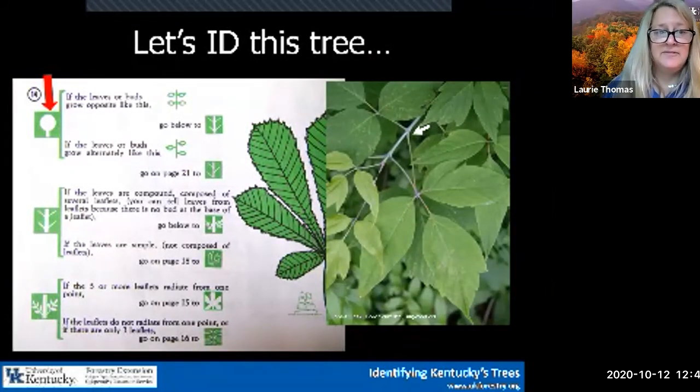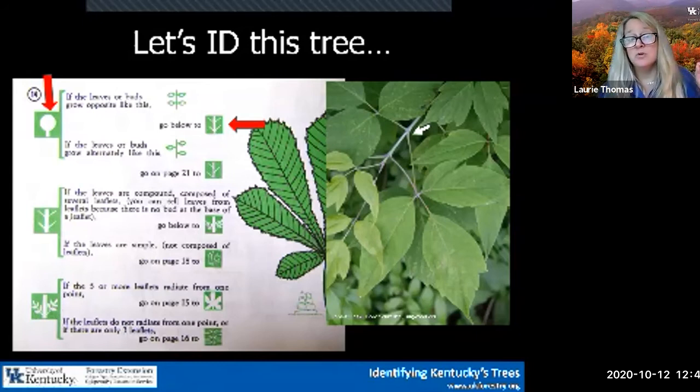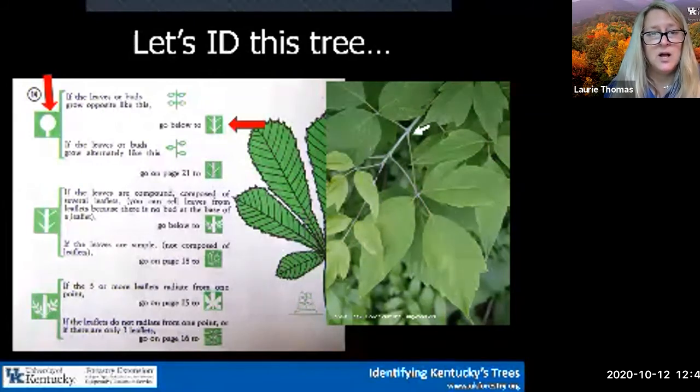Now it's asking us about leaf arrangement again. If the leaves or buds grow opposite like this diagram shows you, a little drawing again, or if the leaves or buds grow alternately like this. Well, this one, if you look here, you might think that this does grow oppositely, but you know what? There's not a bud there. My bud's down here and down here. So sure enough, yep, these are oppositely arranged leaves. Okay, so this is one of ours that is oppositely arranged, and hopefully everybody remembers our oppositely arranged trees: maple, ash, dogwood, buckeye. So we've got a maple, ash, dogwood, or buckeye here. So let's take our oppositely arranged branching symbol down below.